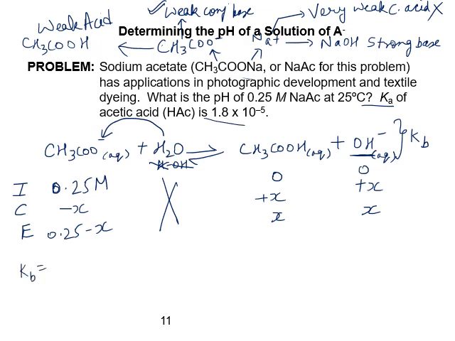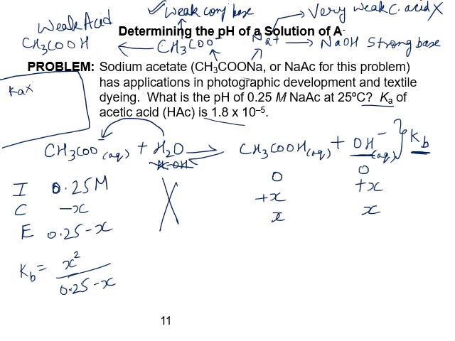Remember, this is a base. It's producing a base. It's acting as a base. So this equilibrium constant should be Kb. Kb is going to be x squared divided by 0.25 minus x. Kb is not given to me, Ka is given, so I'll have to solve for Kb. So let's do that separately.